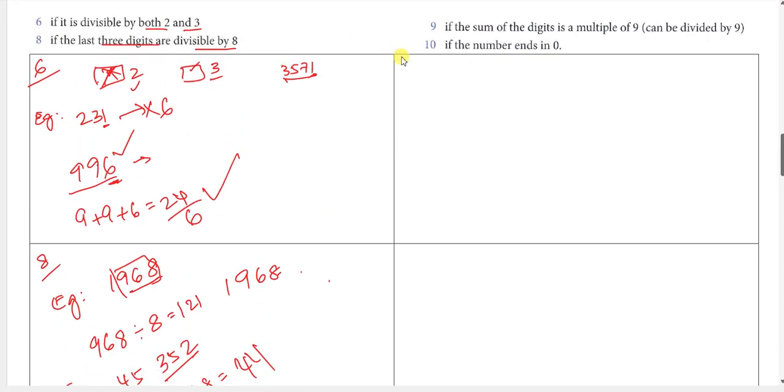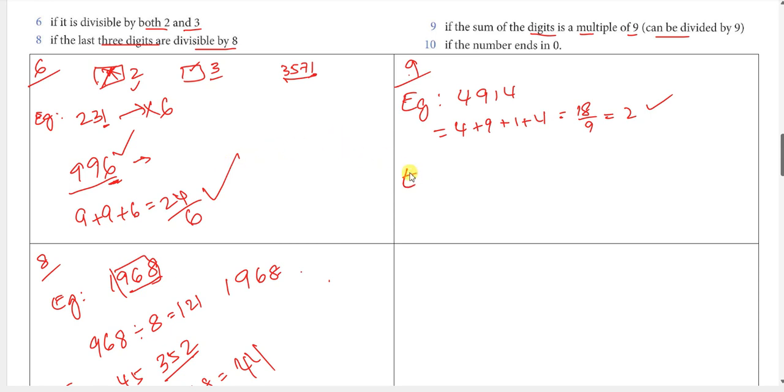Okay, let's see what about 9. 9 says if the sum of the digits is a multiple of 9, then yeah, you can divide it by 9. Okay, cool. Okay, so let's check with an example. We have 4914. So we have to add them first. So 4 plus 9 plus 1 plus 4, we're going to get 18. And is 18 divisible by 9, or can we divide 18 by 9? Yes, we can. So hence we can say 4914 is divisible by 9.